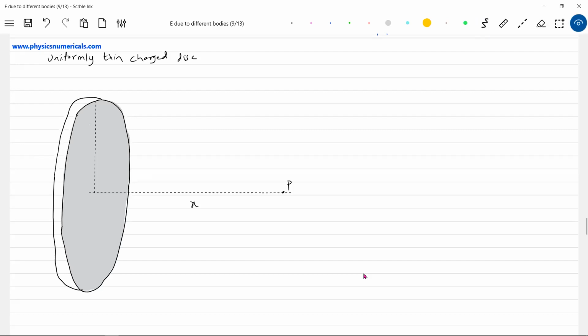So how to get the thin uniformly charged disk? You take some paper, a thin wooden circular disk, or thin paper, or a thin plastic disc. You deposit charge: you take some charged liquid, take a brush and paint it uniformly. The charge will get deposited only on one surface. Then it will become a uniformly thin charged disk.